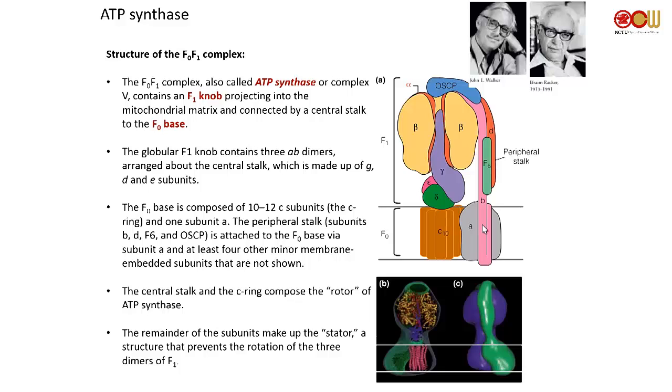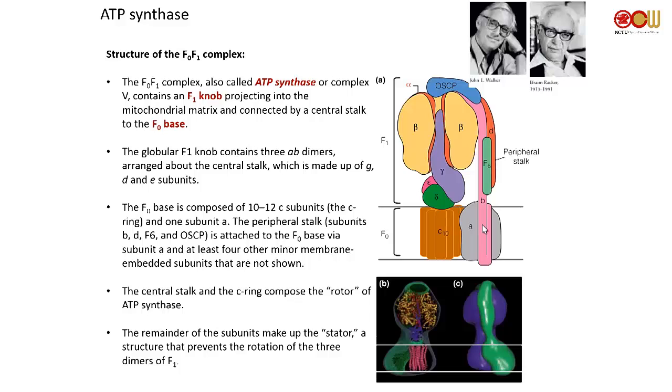So the F0 base is composed of 10 to 12 C subunits. And you saw last time that the C subunit is the part where protons can move. And 1 subunit A is on the side, so it helps to anchor your C subunits. And the peripheral stalk is attached to the F0 base via subunit A, and at least 4 other minor membrane embedded subunits that are not shown. So this is just to show you that ATP synthase is a really large protein.